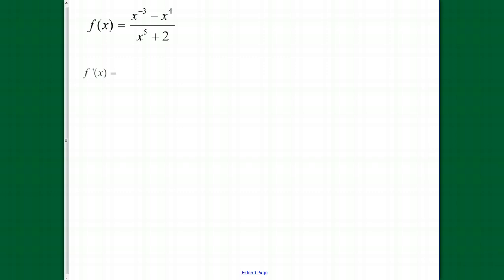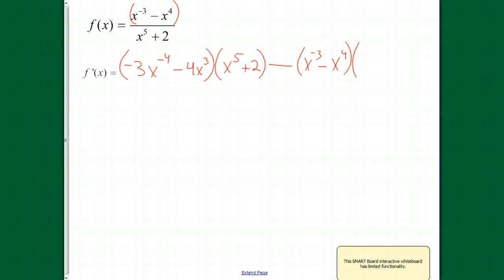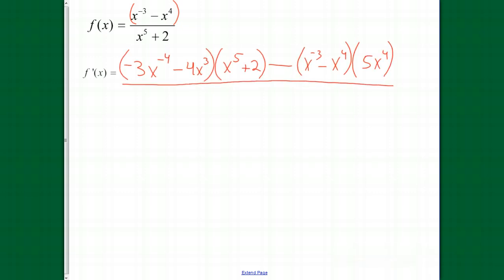All right, so the quotient rule says we take the derivative of the numerator. This whole thing right here is the numerator. So we're going to have negative 3x to the negative fourth minus 4x cubed. That's the derivative of the numerator. We're going to multiply that by the denominator, x to the fifth plus 2. Then we go minus the numerator, x to the negative third minus x to the fourth, multiplied by the derivative of the denominator, which is going to be 5x to the fourth. All of this is being divided by the denominator squared.